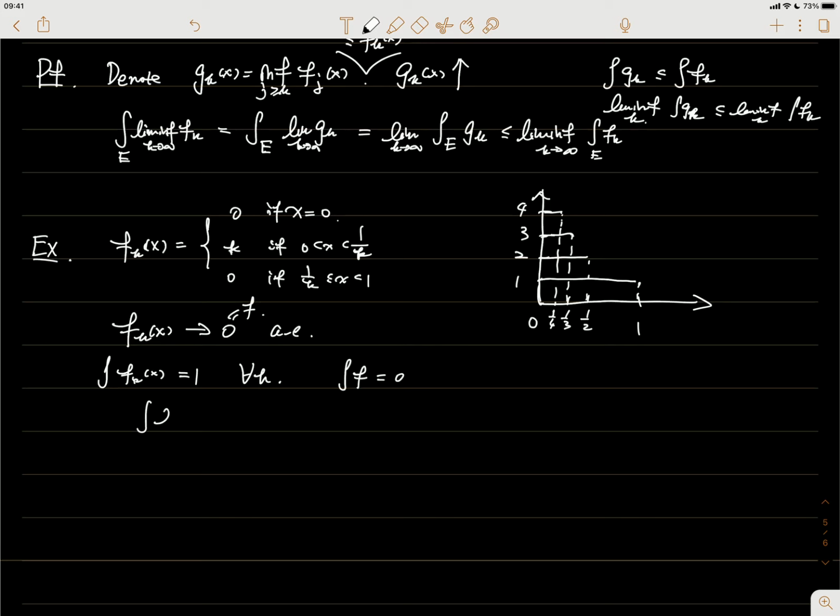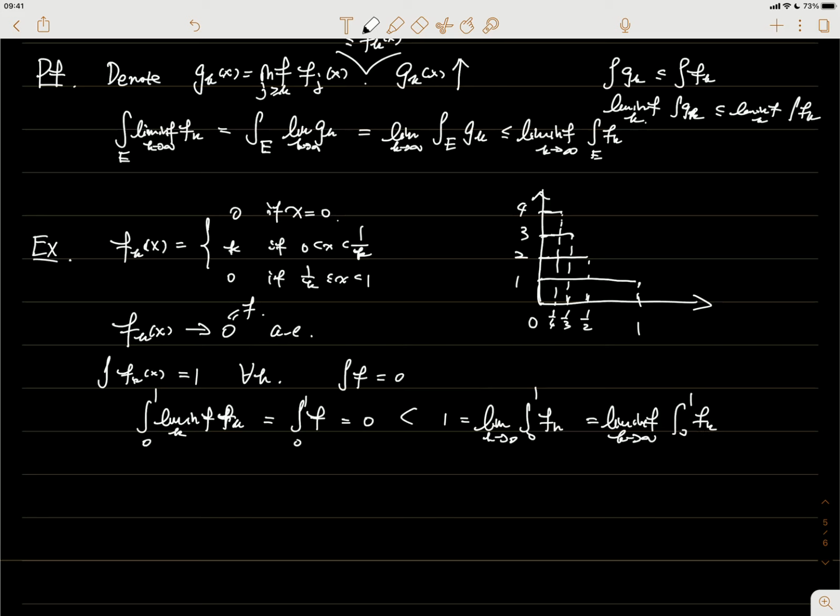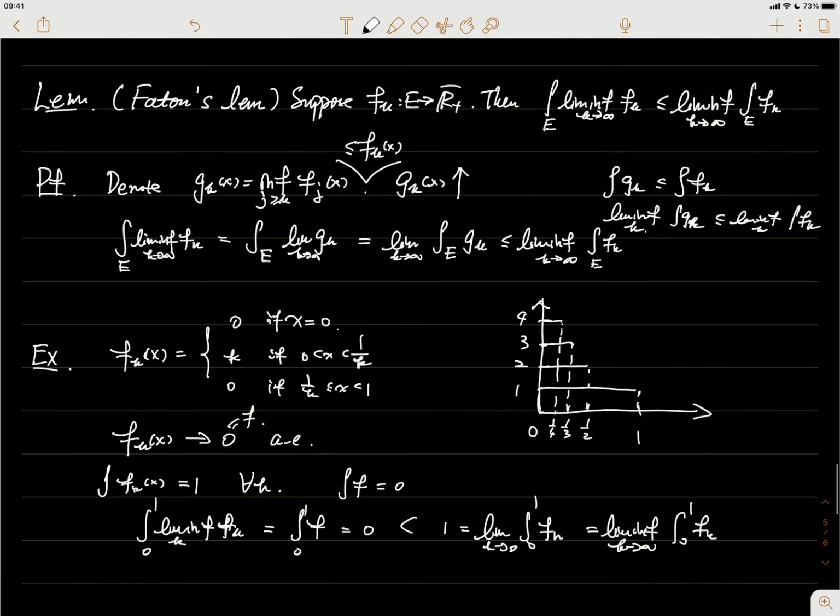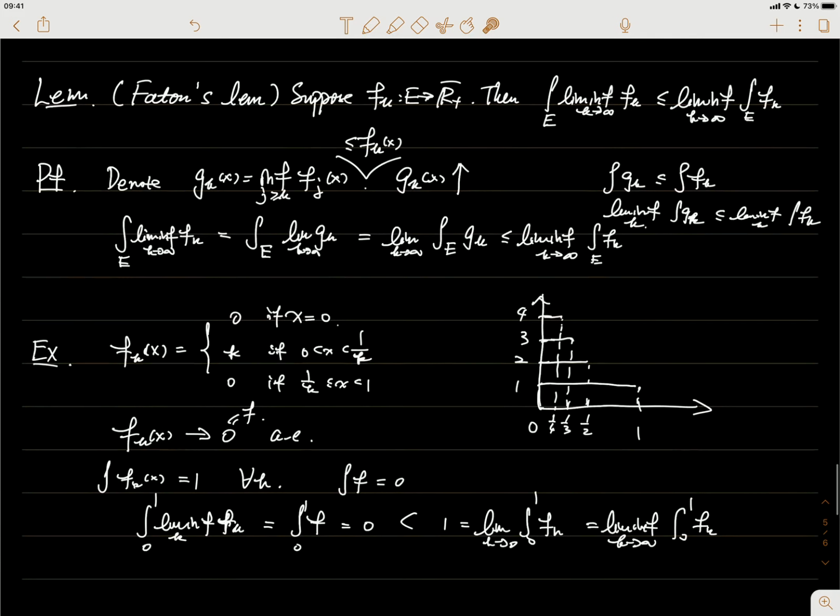So the lower limit of fk is just the limit of fk, because fk converges. So this is just the integral of f from 0 to 1, and we said this is equal to 0. On the other hand, the integral of each fk is 1, so the limit of them is also equal to 1. The limit of the integral of fk is also the lower limit, because the limit exists. Each one of them is equal to 1. Apparently these are not equal: one side is 0, the other side is 1. So strict inequality could happen in general. We don't really have equality. That's the best we can get.